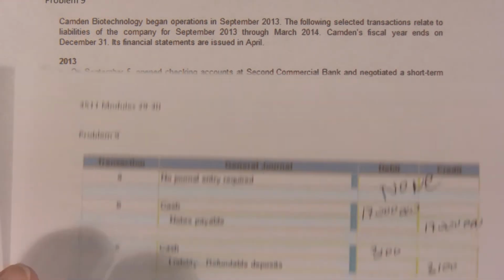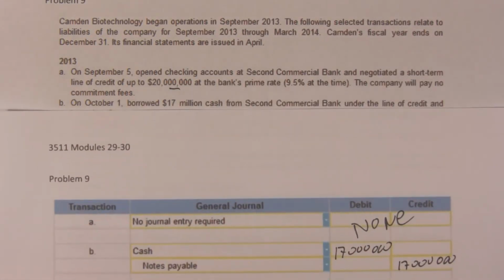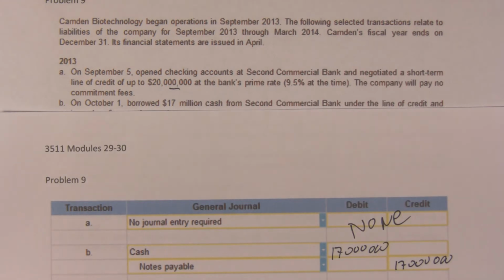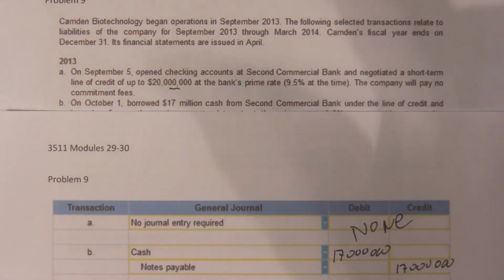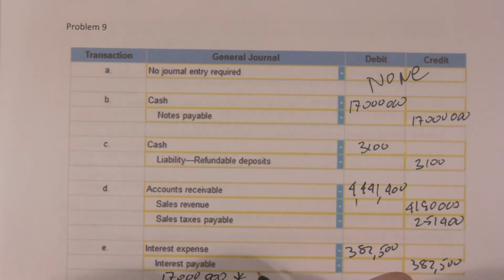Adjusting entry year end. So we borrowed this in October, right? So we have, when did we borrow this in October? Under the line of credit, so we have this October, November, and December. So we have 17 mil times the, was it 9% was the note, I think? 9%, yeah, 9%. Times 3/12.